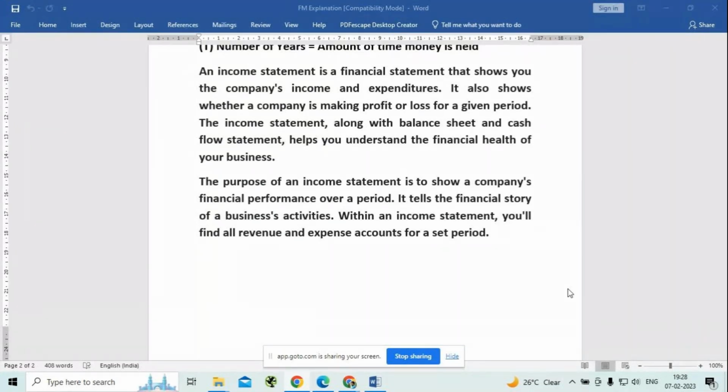So if there are earnings of 100 rupees and expenses of 105 rupees, then it is not a right business to be chosen, as it has more expenses. So we have to see whether the company is making a profit or loss for the particular period. The income statement is also verified with the balance sheet and the cash flow statement, which helps you understand the financial health of the business.